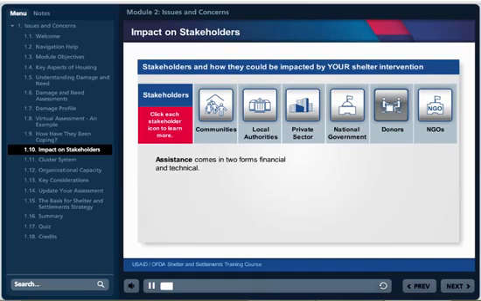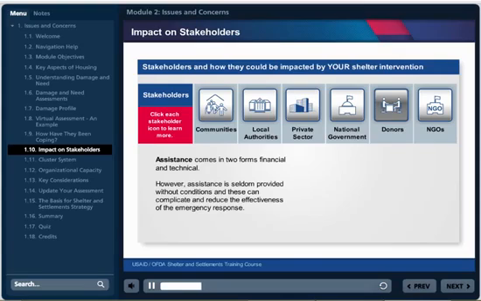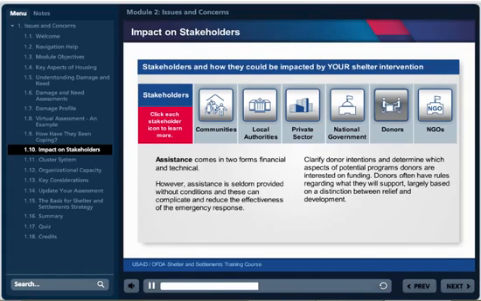Assistance comes in two forms, financial and technical. However, assistance is seldom provided without conditions, and these can complicate and reduce the effectiveness of the emergency response. Clarify donor intentions and determine which aspects of potential programs donors are interested in funding. Donors often have rules regarding what they will support, largely based on a distinction between relief and development. Clarify how long donors will be engaged and how quickly funds will be provided.